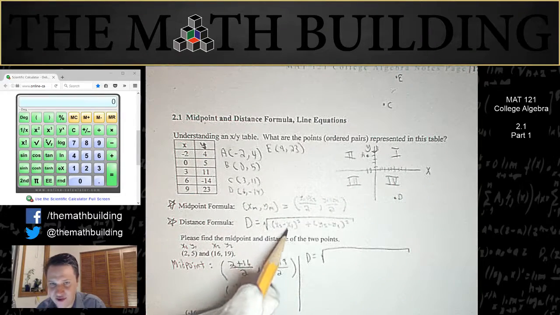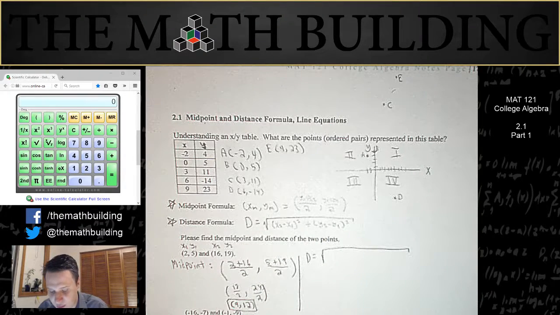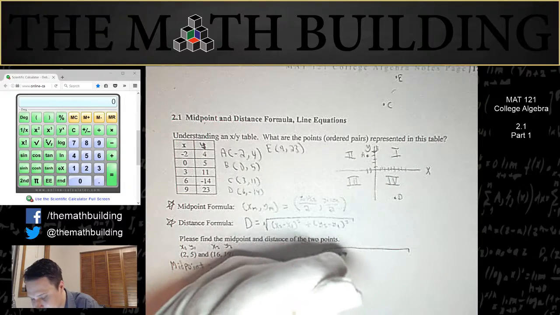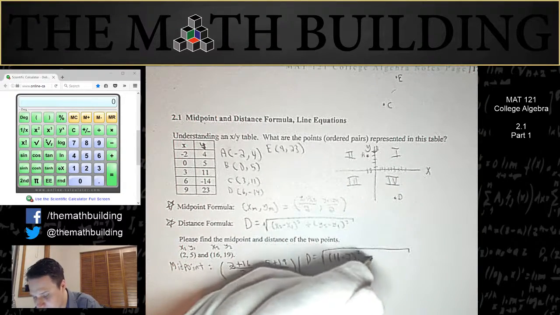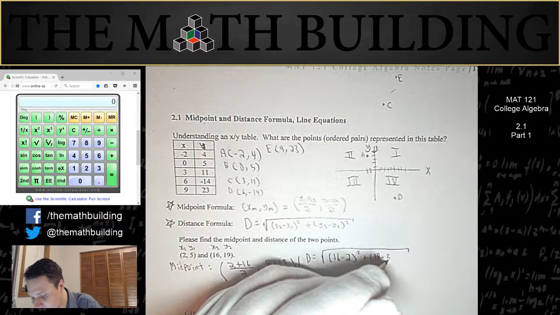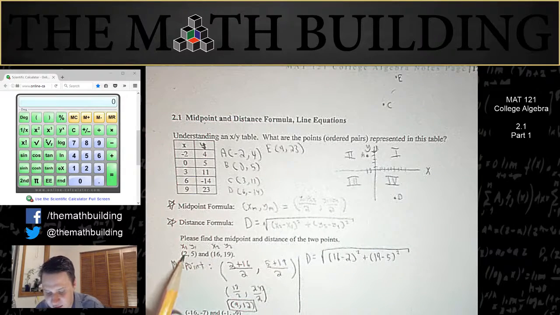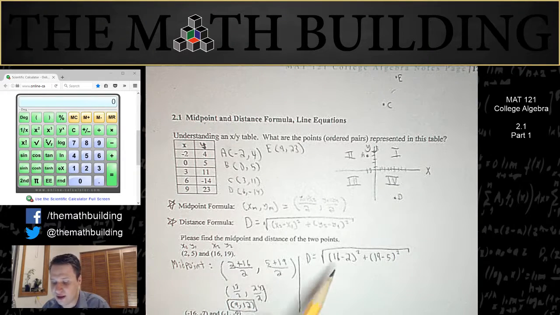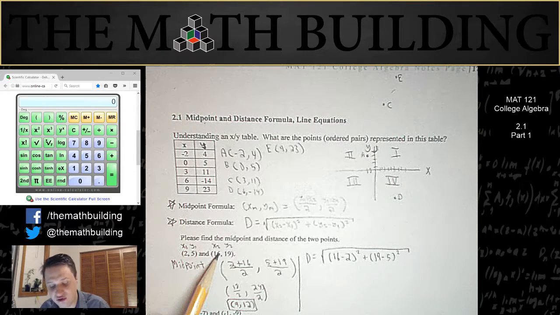The distance formula is (x2 minus x1) squared plus (y2 minus y1) squared. So let's do 16 minus 2 squared, plus 19 minus 5 squared. Now one thing that's neat about the distance formula is you can reverse the order of the subtraction and it doesn't affect the outcome. So I could have done 2 minus 16 squared, but then I'd have to do 5 minus 19 in order to keep it consistent. But luckily the order doesn't matter.